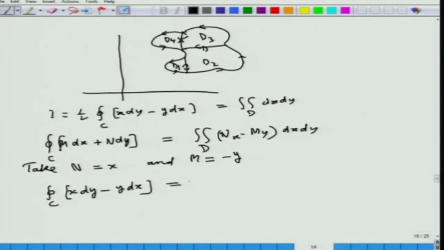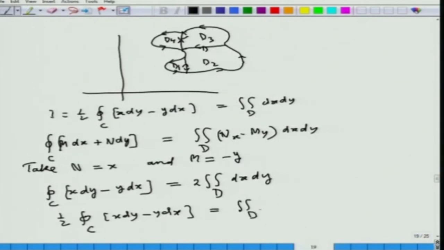So, this will be equal to the double integral over D, and you get N x becomes 1 here, so you get twice dx dy. Taking this 2 here, we can see that half of this x dy minus y dx is actually the integral over D of dx dy, which gives us the area of D.